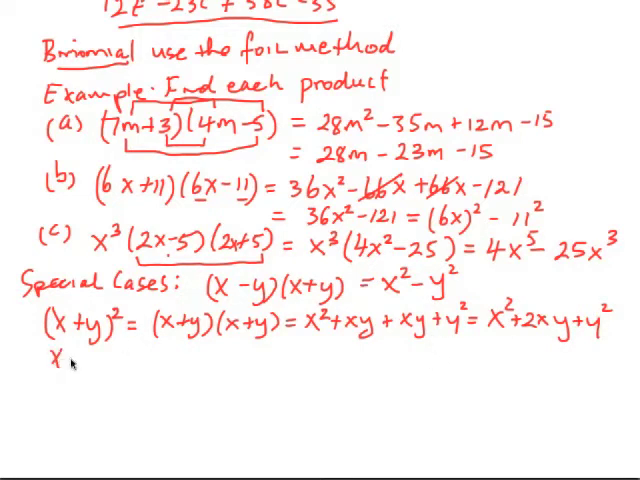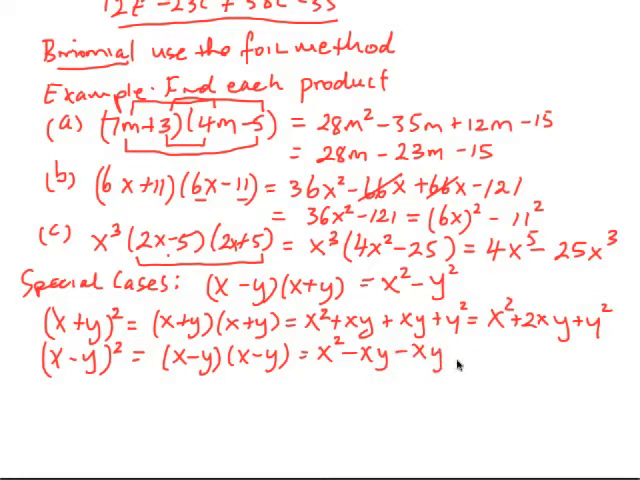Now similarly, if I have the difference of x and y and square it, same thing if I FOIL it. Remember I'm doing x take y by x take y. I end up with x squared minus xy and minus xy again plus y squared, which comes out to be x squared take 2xy plus y squared. Okay, so there are some special cases that you need to be aware of. So let's do a couple of examples. Let's find each product.